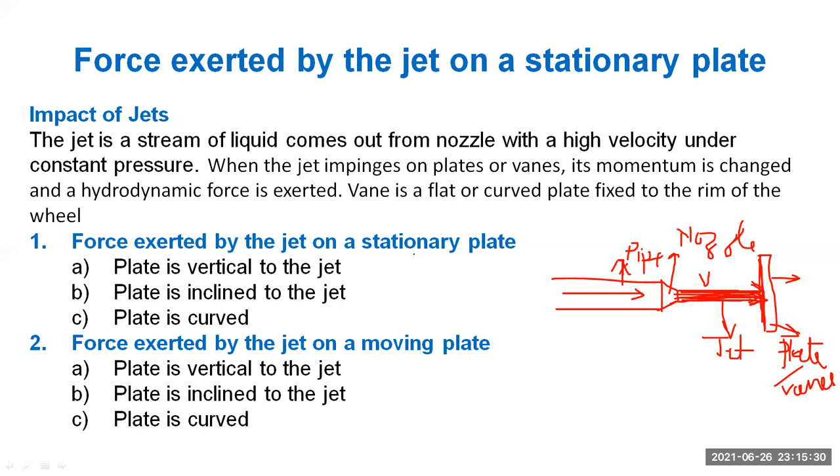And here we have the force exerted by the jet, basically in two cases. We classify them as the stationary plate and the moving plate. When the plate is stationary, what is the force exerted by the jet? And when the plate is moving, what is the force exerted by the jet? Under that we have a subclassification: when the plate is vertical, when the plate is inclined, and when the plate is curved. Similarly for the moving plate, we have when the plate is vertical to the jet, inclined to the jet, and curved to the jet. So these are the different cases.